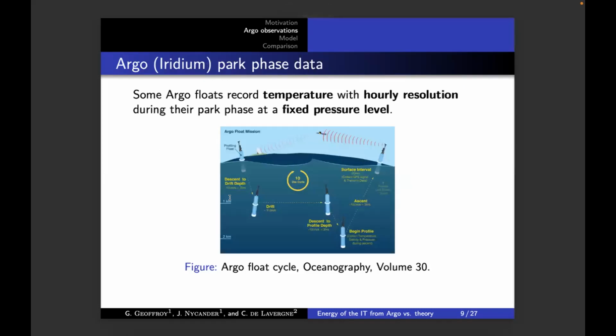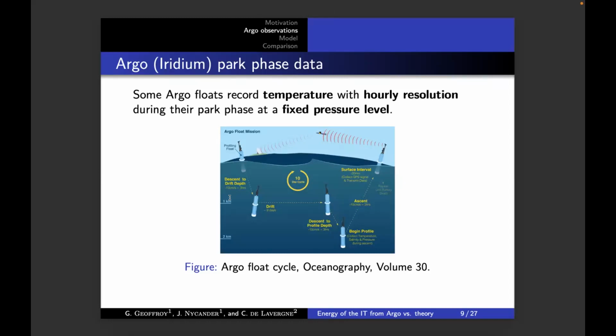Now, the actual data we use come from the parking phase of the Argo floats. So that's a typical Argo cycle, before the ascending profiling sequence, which is the main data that we know from Argo. The floats stay adrift for about 9 days at a fixed level of 1,000 meters, during which some floats, not all floats, will record temperature and pressure with a 1 hour resolution. So that's the time series that we use here.